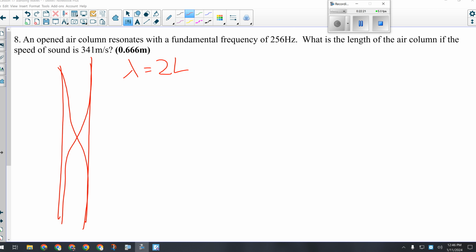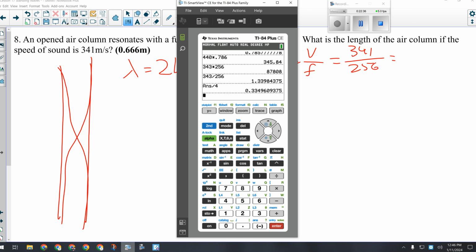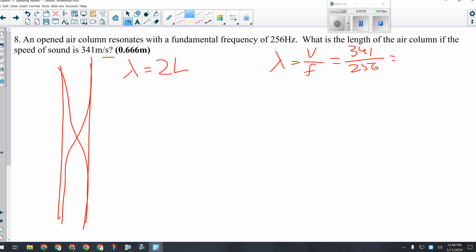So I've got to calculate the wavelength using v over f because I know those two numbers. 341 divided by 256. That'll give me my wavelength. 341 divided by 256 gives me 1.33. And if I divide that by 2, I get 0.666 meters for the length of the tube.